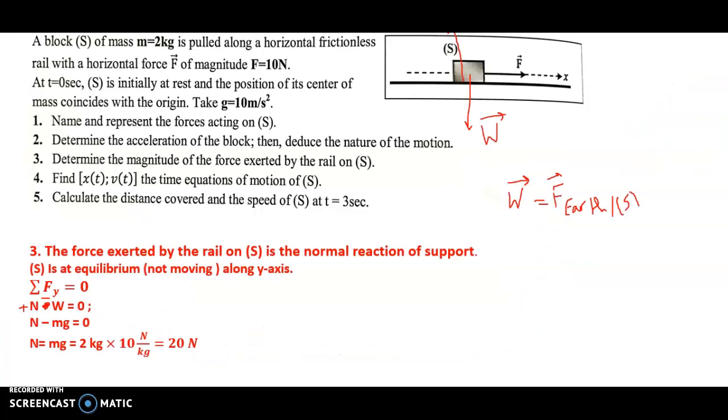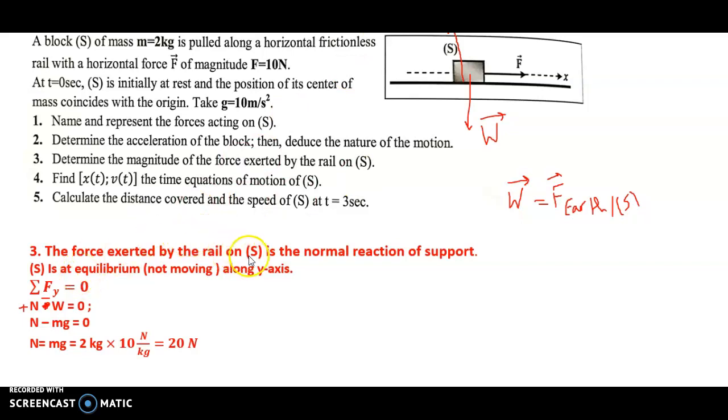So part 3, determine the magnitude of the force exerted by the rail on S. One of the students thought that the force exerted by the rail on S is the friction, but we are given that it's frictionless. It's not only the friction which is a possible force that could be exerted by the rail on S. Simply here, S is not moving vertically due to the normal reaction of support exerted by the rail on S. So this is the force they're asking us about. Alright. So the force exerted by the rail on S is the normal reaction of support in this case. Otherwise, S would have fallen down vertically under the effect of the weight. But because there is a normal reaction of support opposing the weight in the same manner, with the same magnitude, that's why S remains at equilibrium vertically.